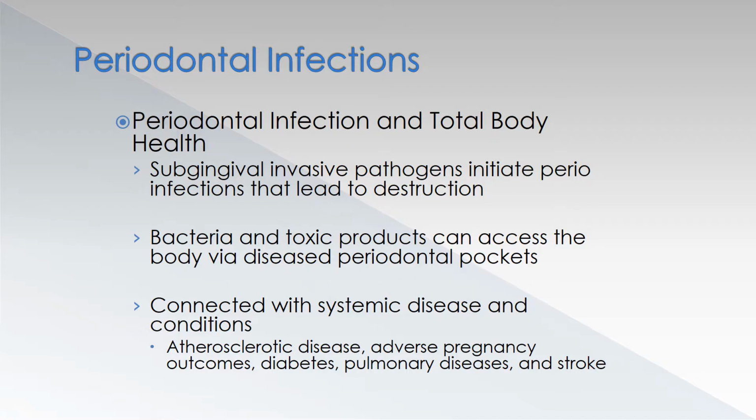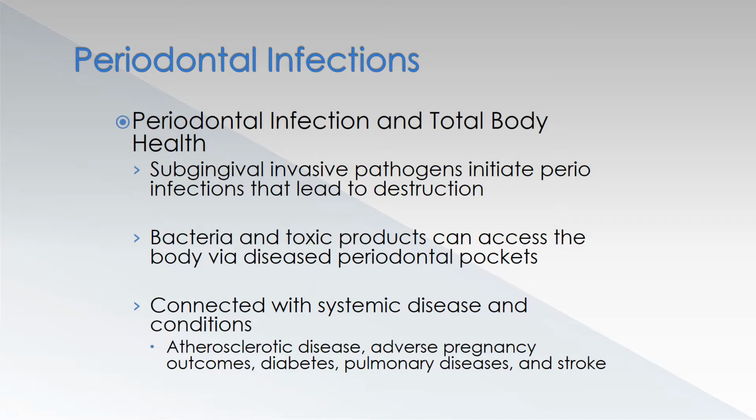So subgingival invasive pathogens initiate perio infections that lead to destruction of bone in the supporting tissues of the tooth. Bacteria and toxic products can access the body via diseased periodontal pockets, because again, that tissue is ballooning out, it's stretching, causing it to be more easily penetrated.